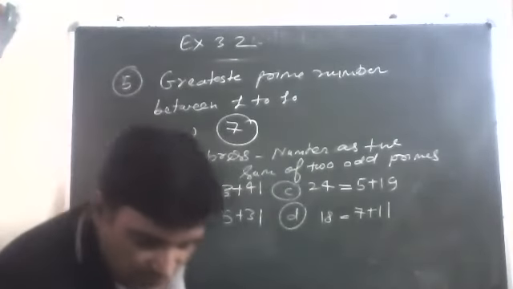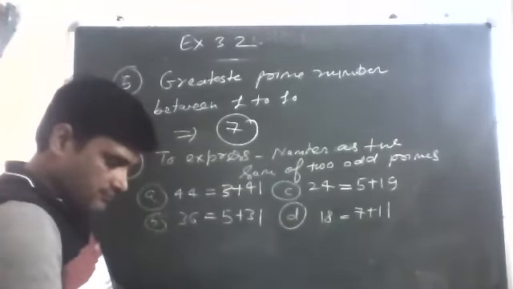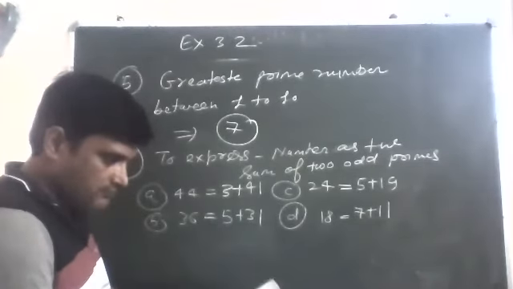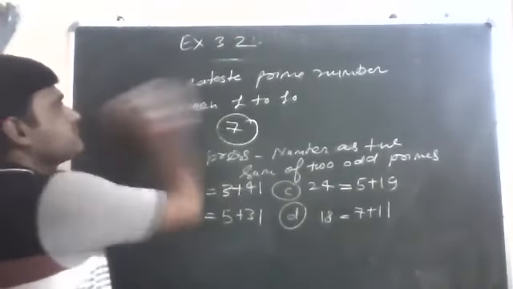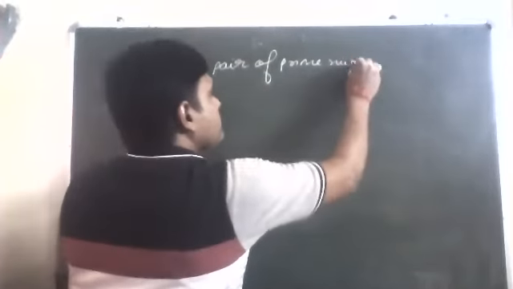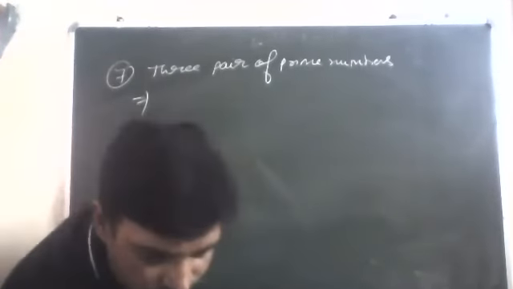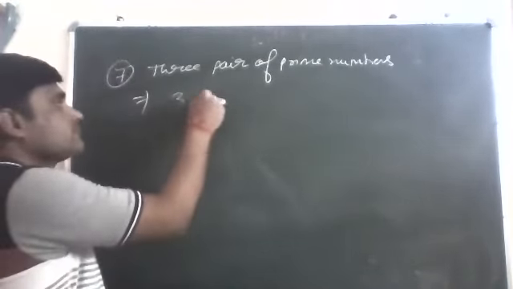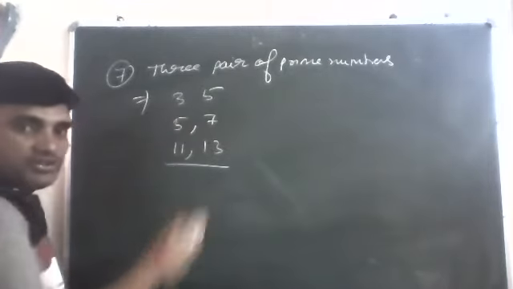Now we solve the next question, question number 7. Give 3 pairs of prime numbers whose difference is 2. Now 3, 5, 5, 7, 11, 13. Okay. The difference between these two prime numbers is 2.